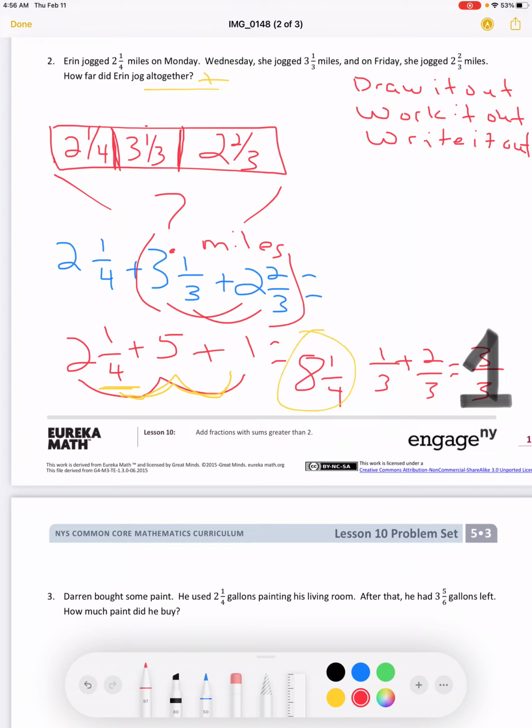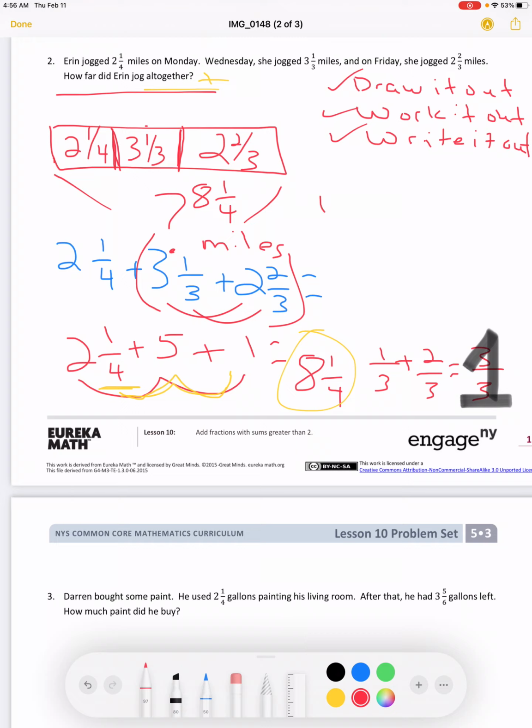So we know in our tape diagram, the total amount altogether, she ran 8 1/4 miles. So we drew it out. We did our standard algorithm. We worked it out, but we did not write it out. We need to write an answer sentence, okay? For students who have trouble writing their answer sentences and figuring out what to say, go back to the question. The question says, how far did Erin jog altogether? And you just answer that question.